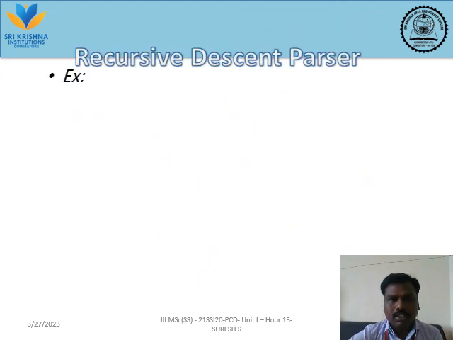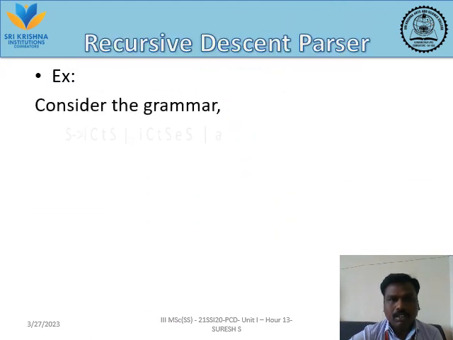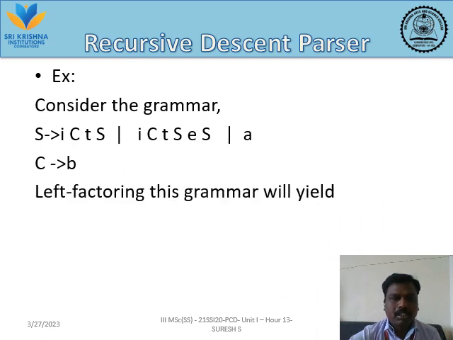Okay, with this, consider another grammar. Look here, guys. What is the grammar here? It's a little complicated, but it's very simple. If you are really listening to this class, I'm sure you can easily understand it. So S produces ICTS, then ICTSCS. If you see it like this, you may not understand clearly.